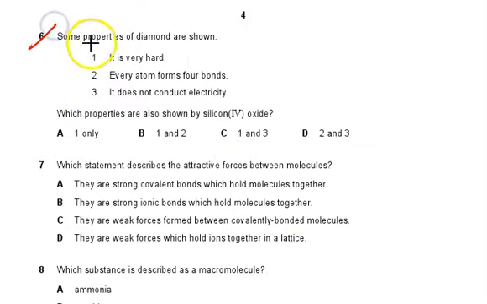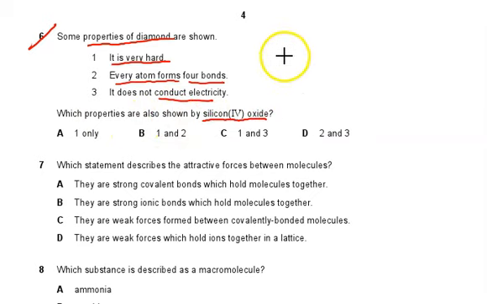Now we move on with question number 6. Some properties of diamond are shown. Number 1, it's very hard. Number 2, every atom forms 4 bonds. And 3, it does not conduct electricity. Which properties are also shown by silicon dioxide? This is also one of the macromolecules, silicon dioxide.